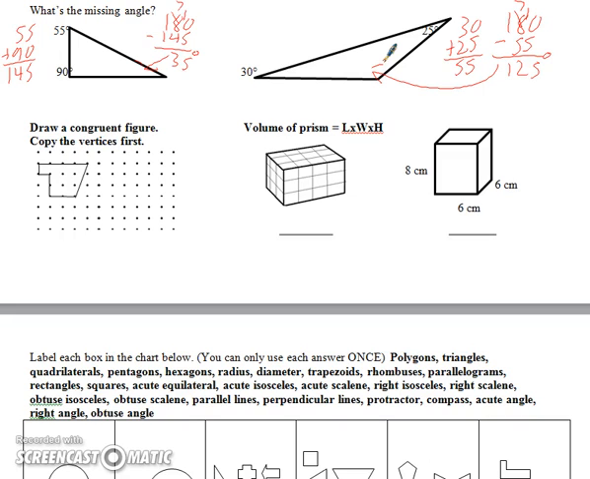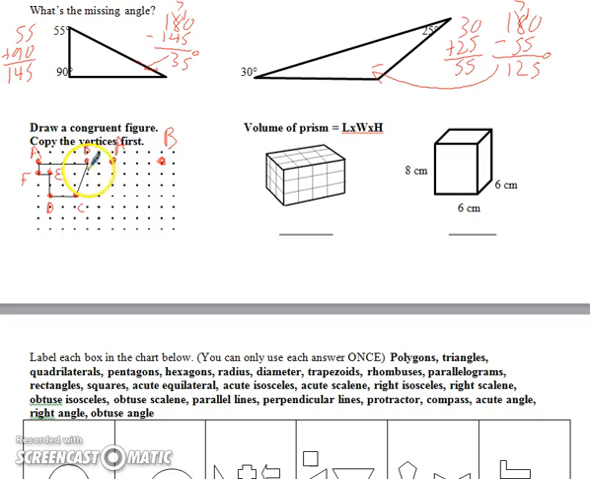Draw a congruent figure. Copy the vertices first. So I'm going to make my dots. This is my dot A. This is B. My corners, my vertices. C, D, E, and F. So now I just come over here and pick a spot. This is my new A. And from A to B was 1, 2, 3, 4 dots. So there's my new B.